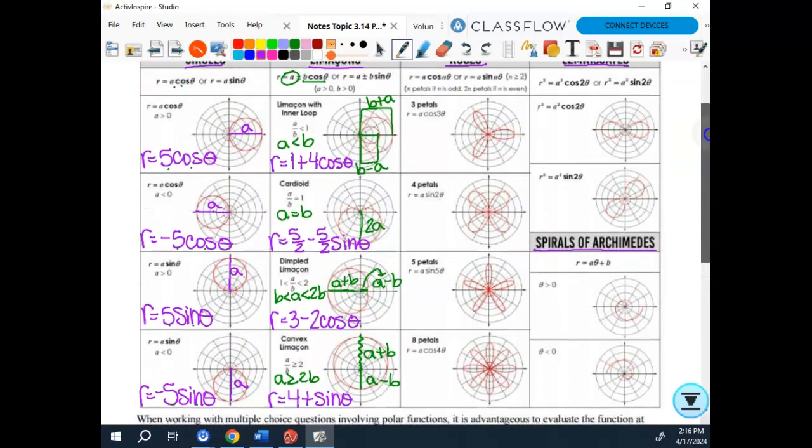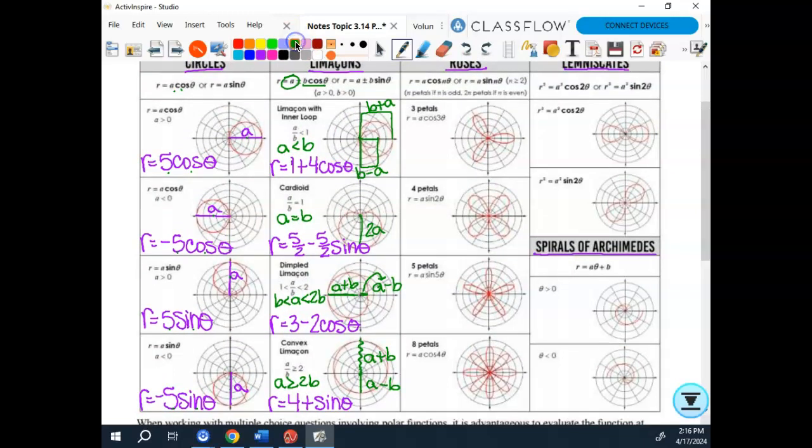So with the roses, I now have a number in front of the theta. That's my n. And I don't have a plus or minus like I did here. And it says if I have n petals, if n is odd, 2n petals if n is even. So the number of petals equals n if it's odd, you double it to get the petals if it's even. And again, we'll talk about that as we go through this. So since this says this is odd, and we have 3 petals.